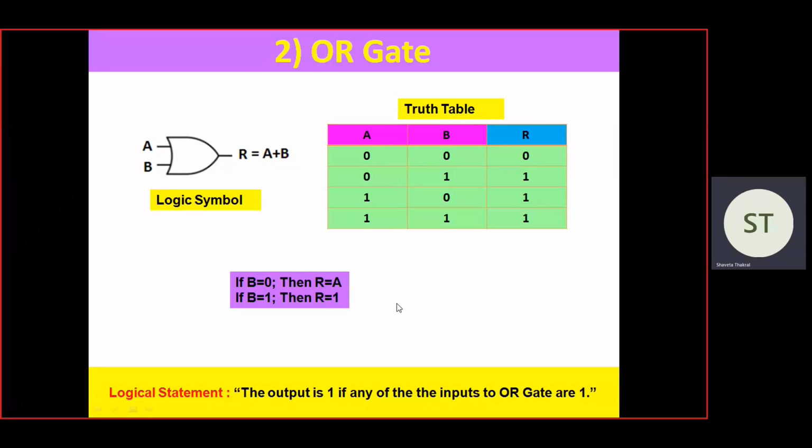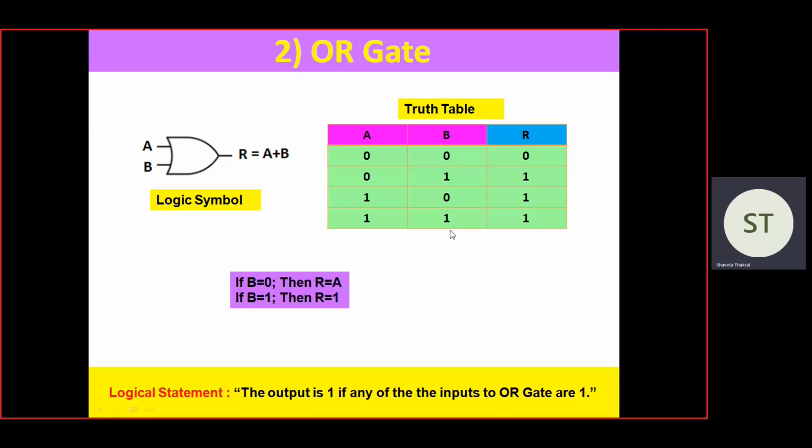And the second gate is the OR gate. This is the logical symbol of the OR gate. Again we have taken 2 inputs A and B, and the output we are representing here as R. And this is the Boolean expression that tells the relation between output and input. So R is equal to A plus B.